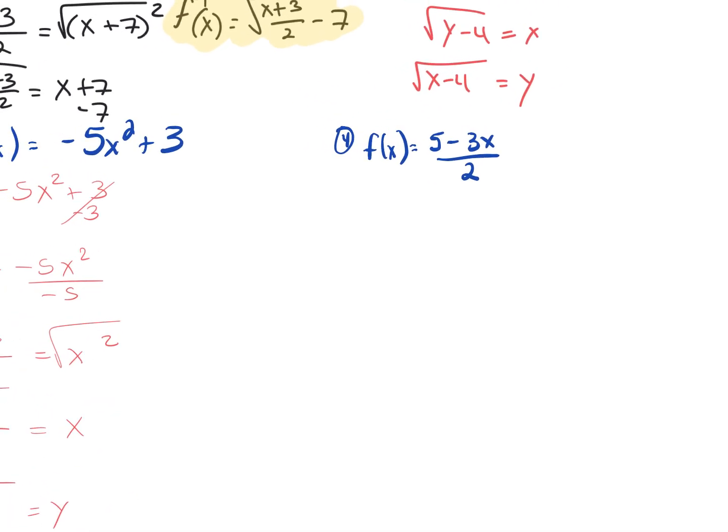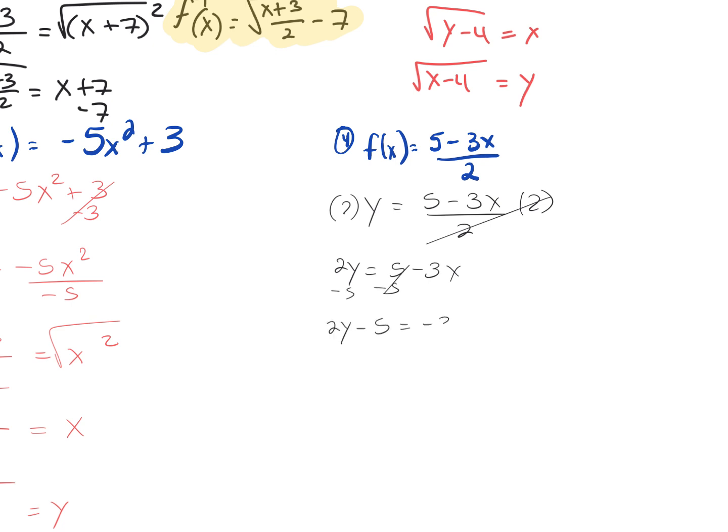So for number 4, we do again y equals (5 minus 3x) over 2. I want to get rid of that 2, so I'm going to multiply it. So I'm left with 2y equals 5 minus 3x. I'll subtract the 5, and we're left with 2y minus 5 is equal to negative 3x. I'll divide by negative 3, and we're left with (2y minus 5) over negative 3 equals x.